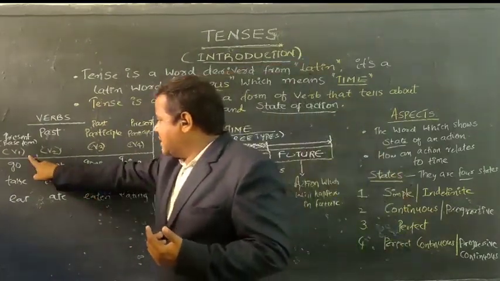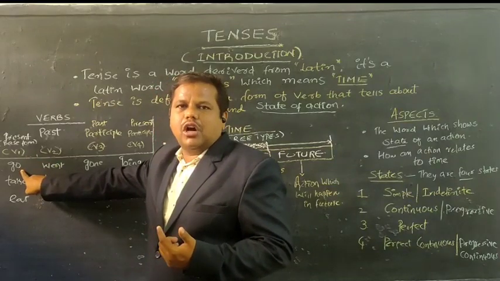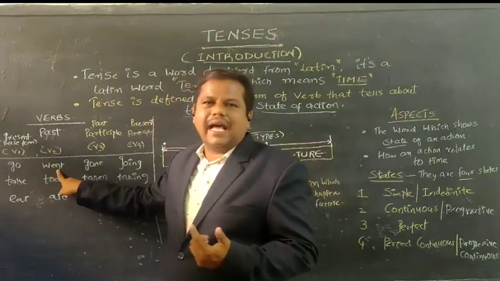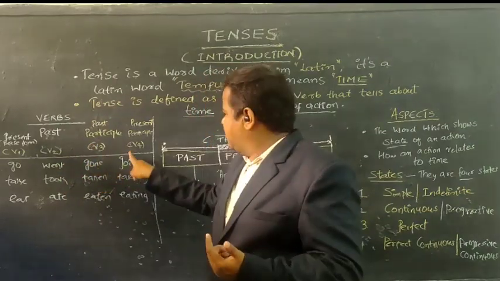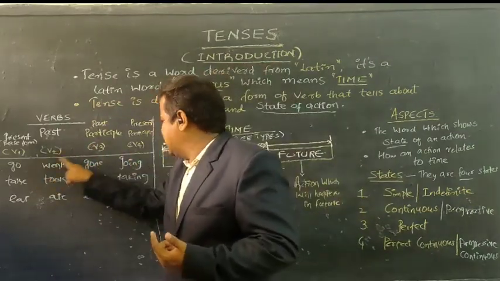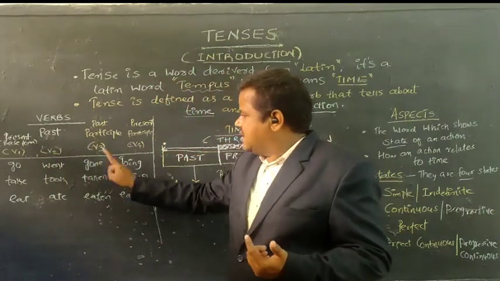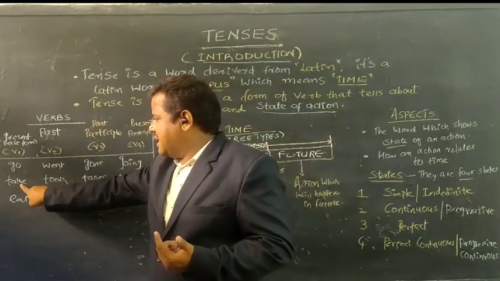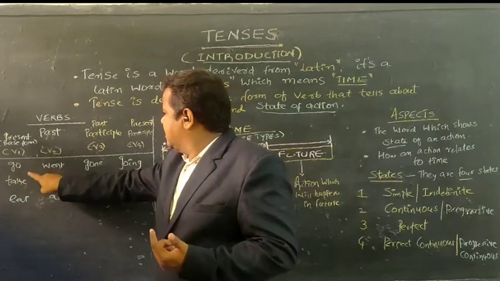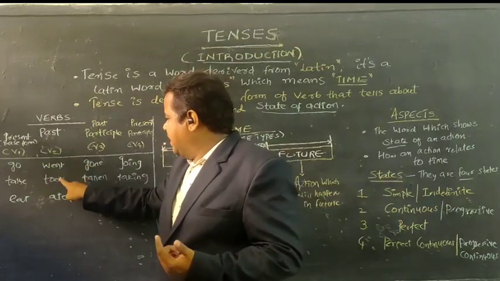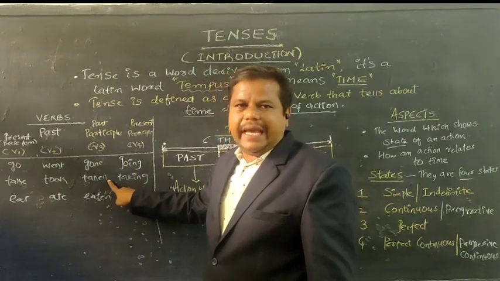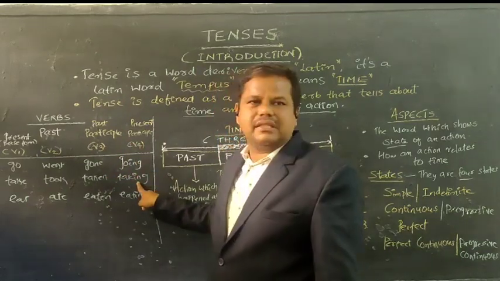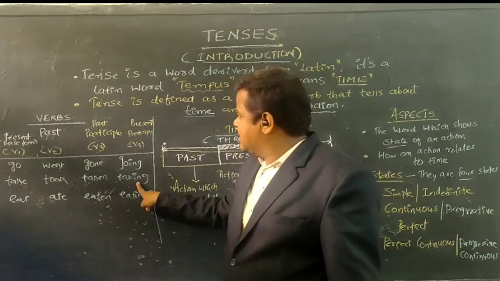Now let us see this present tense. We are having a word called go. The V2 changes as went. V3 will become gone. V4 will become V1 plus ing, that is going. Second one, take as present form of take. The V2 form will become took. The third form is taken, and the V4 form is take plus ing, that is taking.